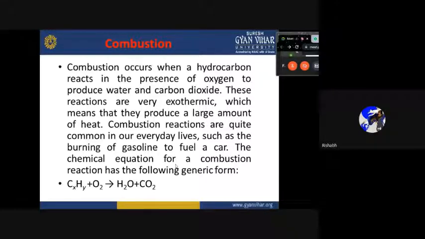The chemical equation for combustion reaction has the following generic form. So CxHy, this is, as you know, the formula for your methane, ethane, propanol, ethanol, etc. Okay, this is the formula for your organic compound containing both carbon and hydrogen. So the general form of the equation will be CxHy plus O2, means they will react with the oxygen. That is what combustion is, and they will produce water H2O and carbon dioxide.